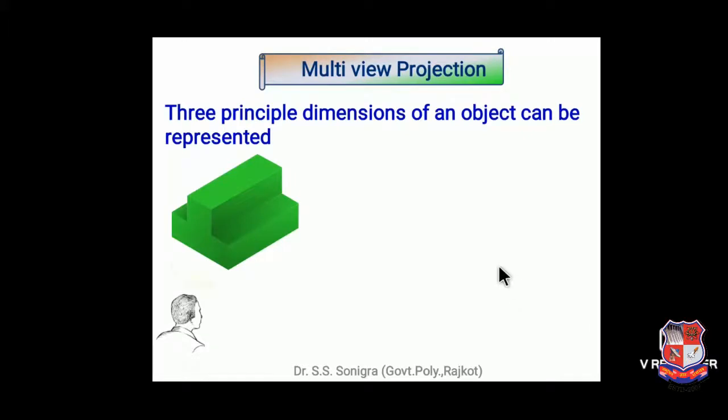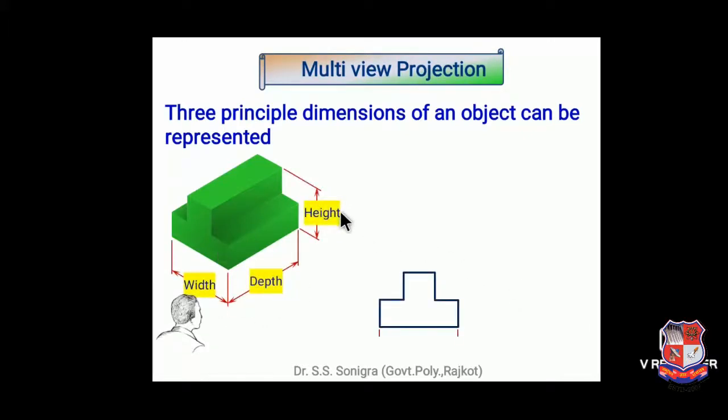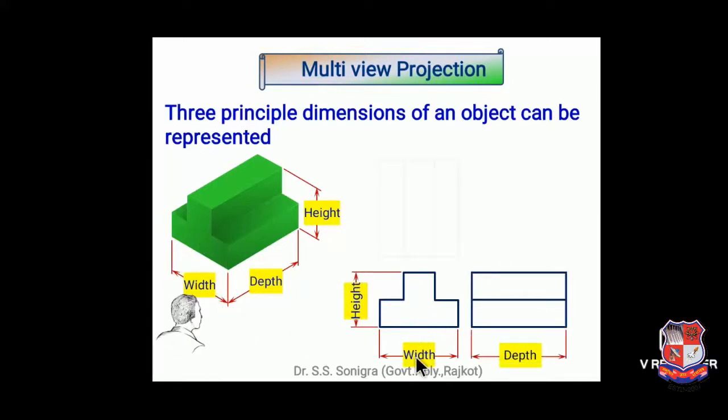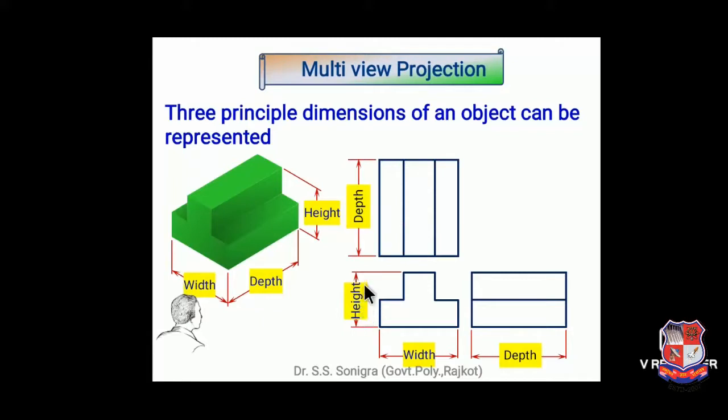Front view is drawn below the XY line, so it's the third angle projection method. Now 3 principal dimensions of an object can be represented by width, depth and height. Suppose this is reverse T. If you look from here, its width will be this one, height will be this one. So this reverse T is front view of this object. If we look from top side, say from here, this depth will be visible like this. So this upper rectangular face is this one, and these 2 rectangular faces are this and this one.